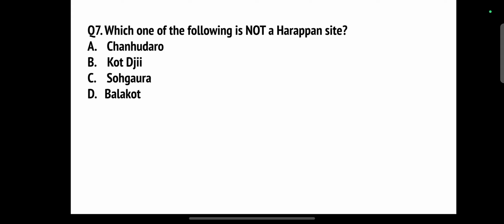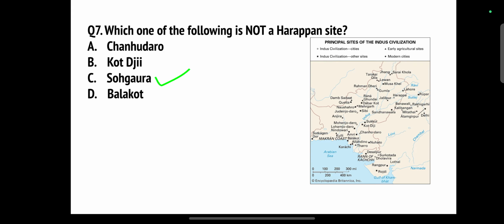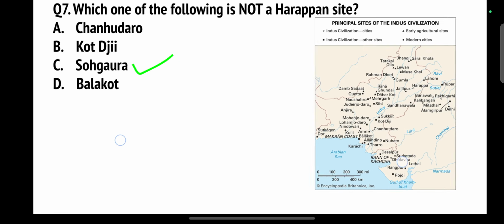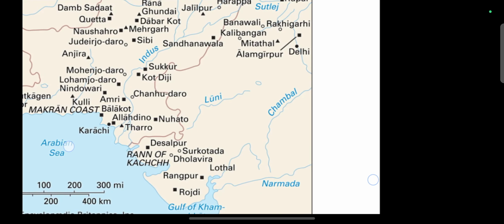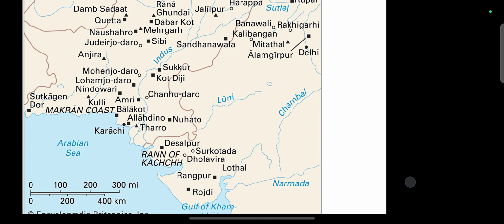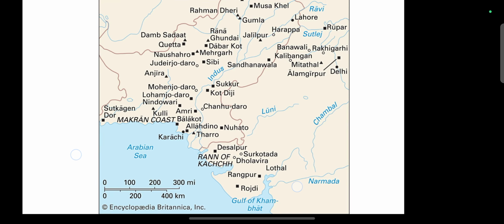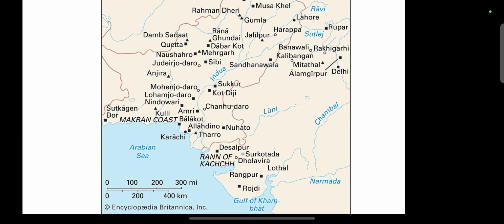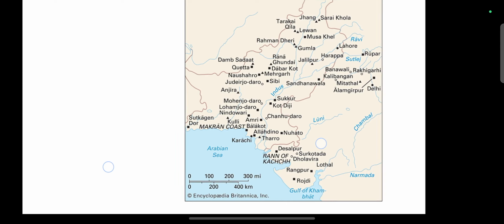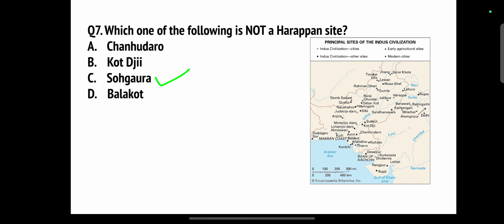So the correct answer is C. Sohaguda. Balakot is a Harappan site. You can look at these Harappan sites here. So Dholavira, Rojdi, Lothal, Surkotra, Desalpur, Chanhudro, Kodiji, Sukur, etc. All these are Harappan sites. Sohaguda was related to the Mauryan Empire and not the Harappan.